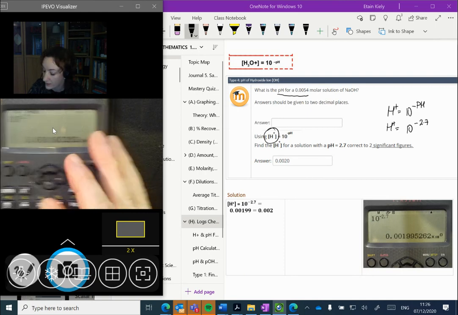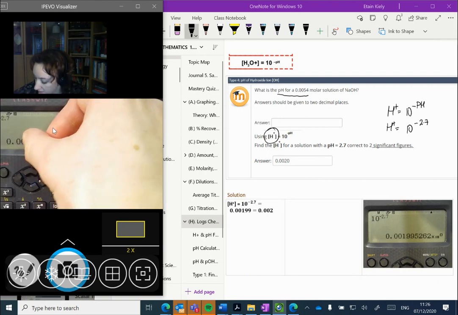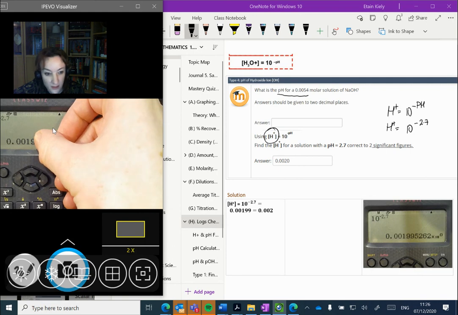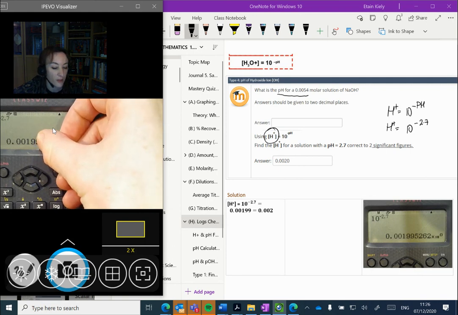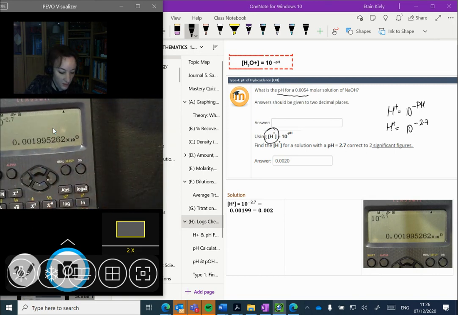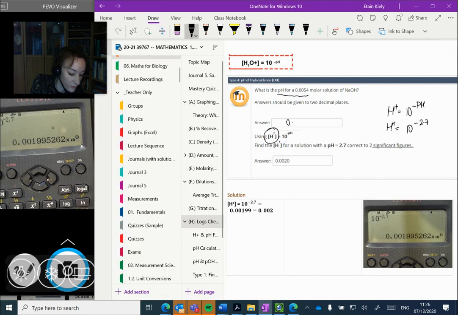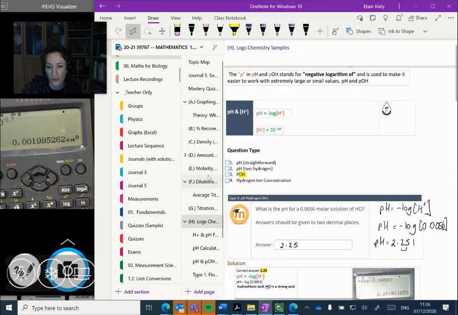It wants it to two significant figures, so first significant, second significant, and the number under my finger is greater than 5, so that will round the 9 up to a 10 and the 1 up to a 2. So our answer will go into Moodle as 0.002. So that's the straightforward working out of the hydrogen ion concentration. So 4 question types and just these 2 formulas that you will use over and over again for this.